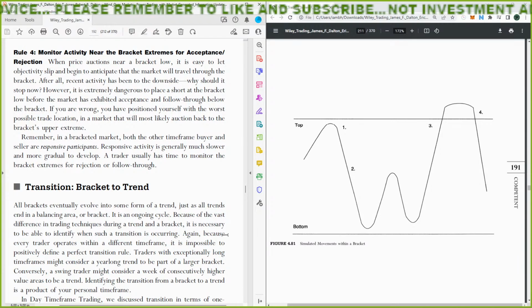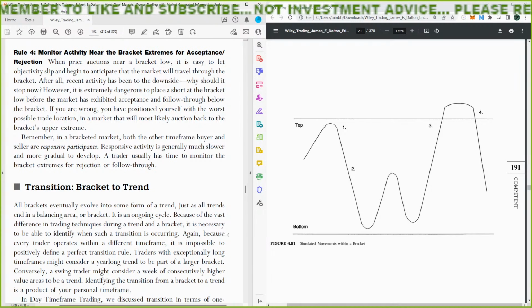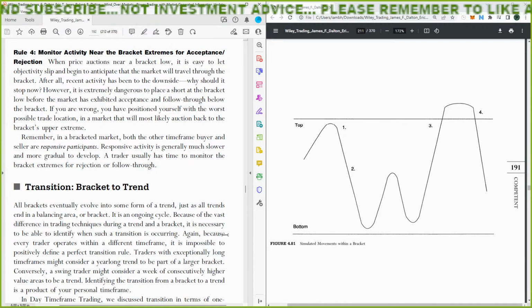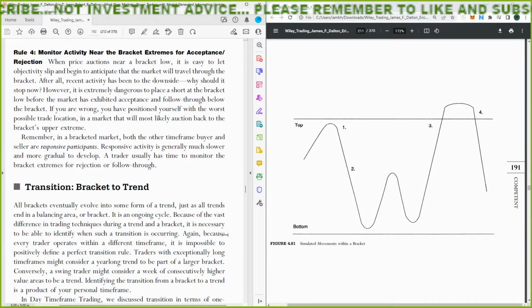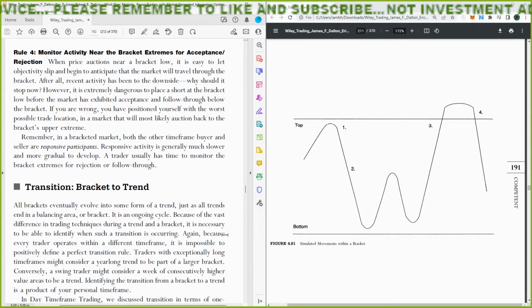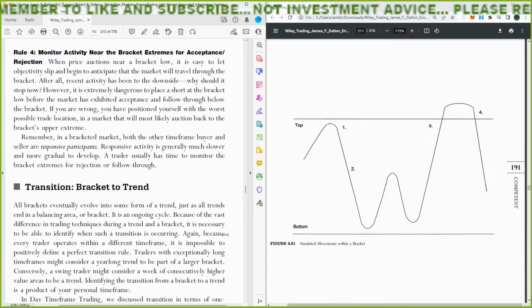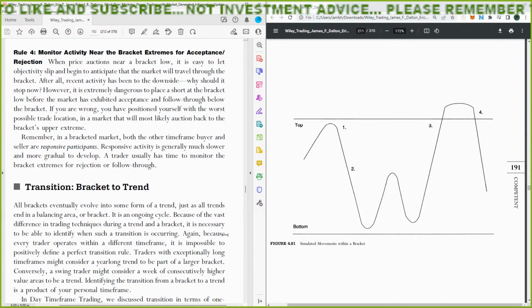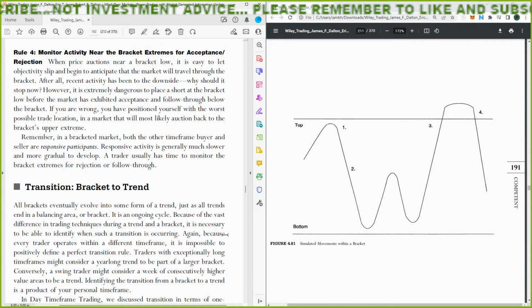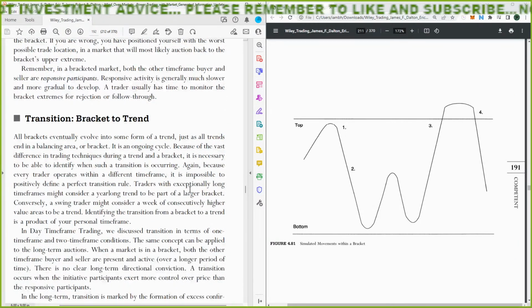However, it is extremely dangerous to place a short at the bracket low before the market has exhibited acceptance and follow through below the bracket. If you were wrong, you have positioned yourself with the worst possible trade location in a market that will most likely auction back to the bracket's upper extreme. Remember, in a bracketed market, both other timeframe buyer and seller are responsive participants. Responsive activity is generally much slower and more gradual to develop. The trader usually has time to monitor the bracket extremes for rejection or follow through.